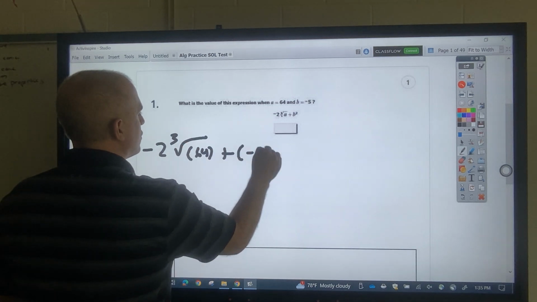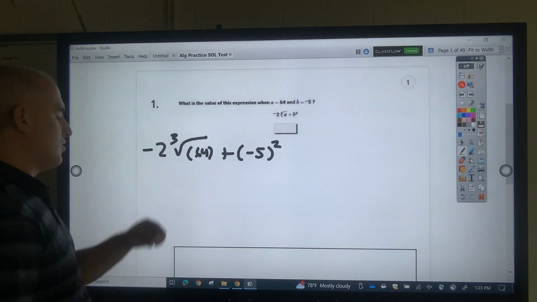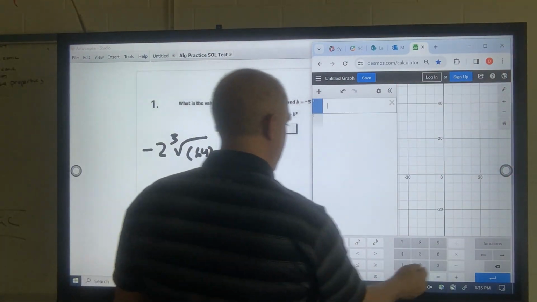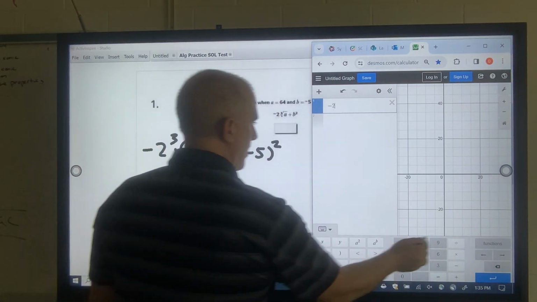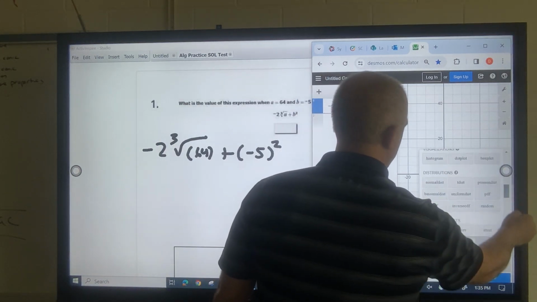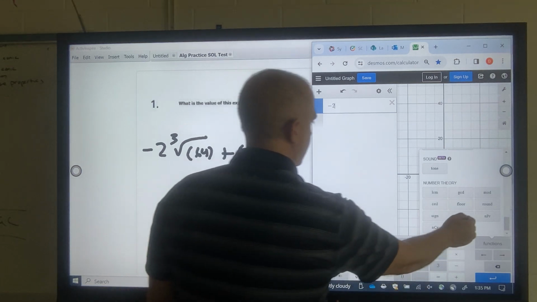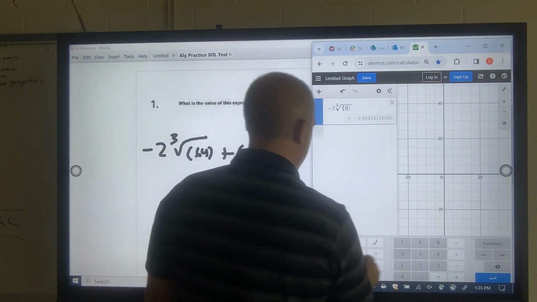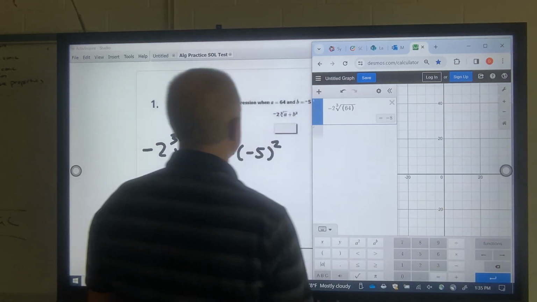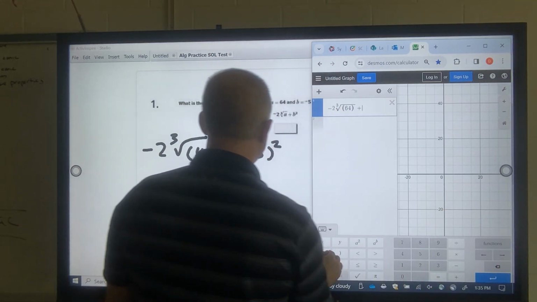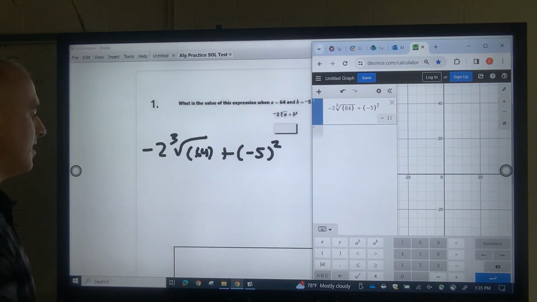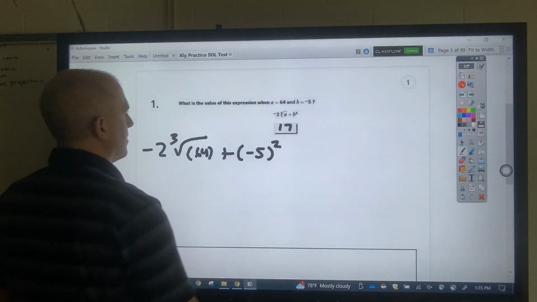Key thing is make sure when you type this in that you put the squared outside of the parentheses. Okay, so I got -2. All right, I go to functions. I scroll all the way down to where it says n. I type the 3. Inside, I put 64, I close it, I click outside, I put plus, parentheses, -5, and then square it. So make sure you put that outside, and then you type the number 17 in.